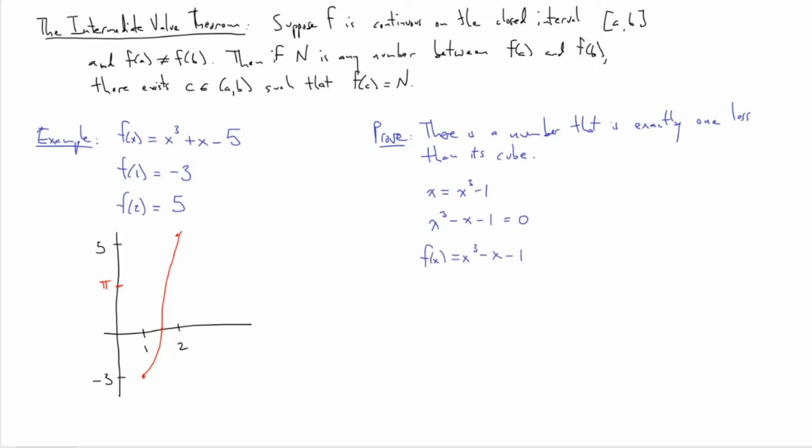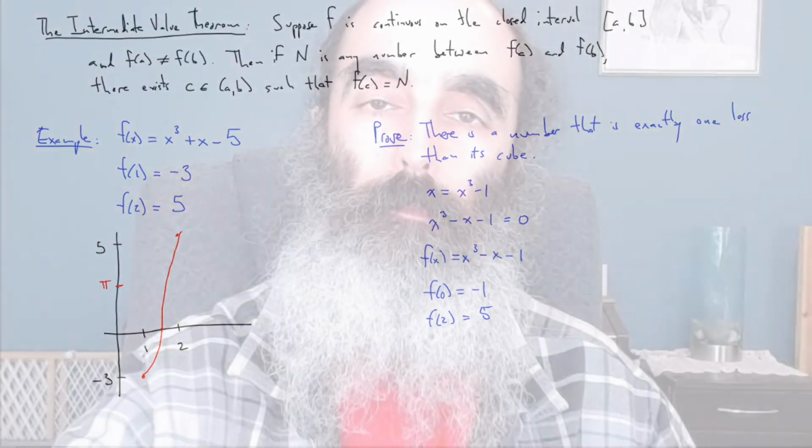Well, consider the function f of x equals x cubed minus x minus 1, a polynomial function, so it's continuous everywhere. And observe that f of 0 is negative 1, and f of 2 is equal to 5. And so by the intermediate value theorem, somewhere between 0 and 2, there's an x value that makes this function equal to 0. And so somewhere between 0 and 2, there is a value that is exactly 1 less than its cube by the intermediate value theorem.